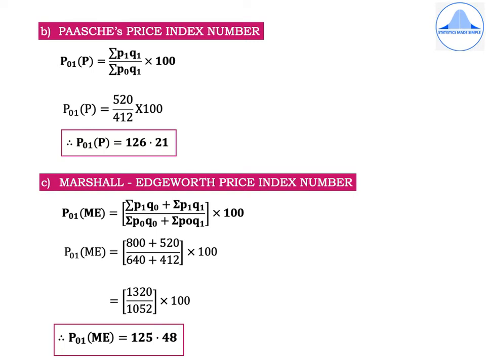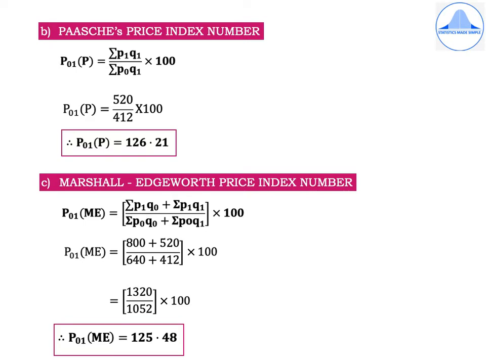Third subdivision, Marshall-Edgeworth price index number. P01 of ME is equal to, so remember the formula as within the square bracket, first write Laspeyres without the 100, then put a plus in the numerator and put a plus in the denominator, then write Paasche's without the 100, and outside the bracket it will be into 100.